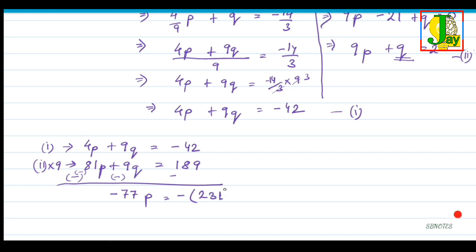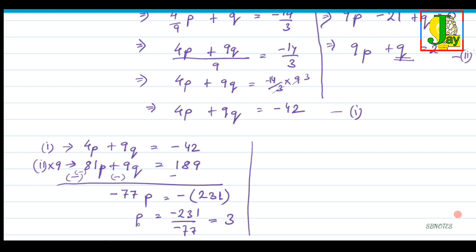31. So p equals minus 231 by minus 77. So I think that goes 3 times. So p equals 3.